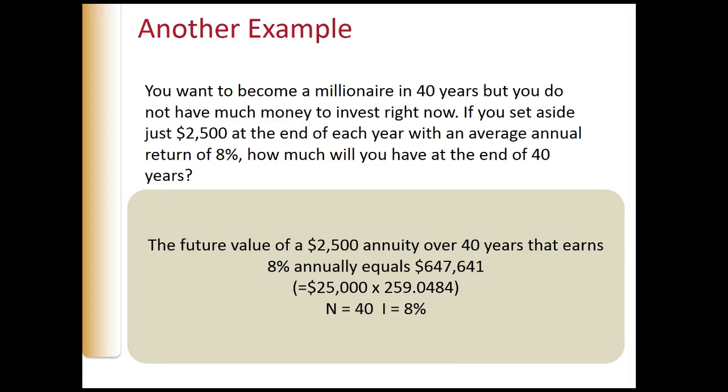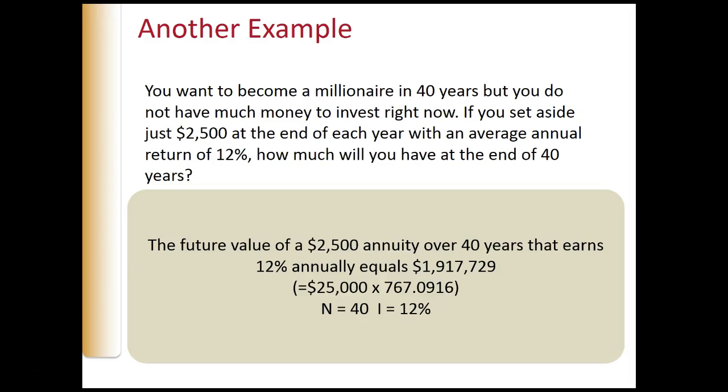Now, let's say that instead of averaging a 10% interest rate, it's only going to average 8%. So then we would use the factor based on n equals 40 and interest equals 8. If we do that, as you can see, we're only going to get $647,641. Again, that should be 2,500 times 259.0484. We would only have $647,000, way short of our goal.